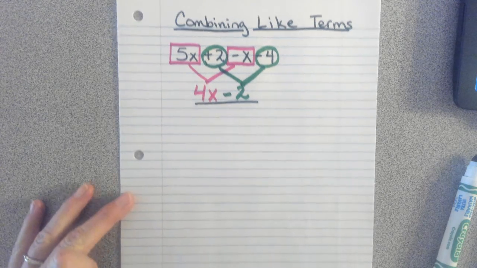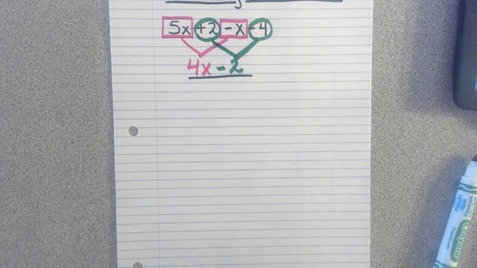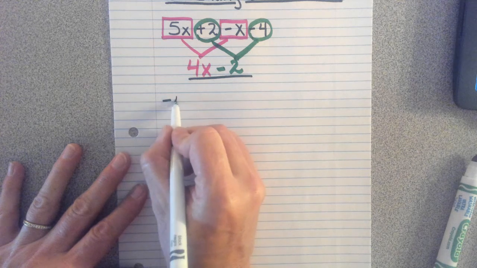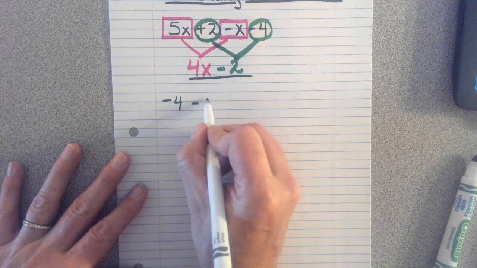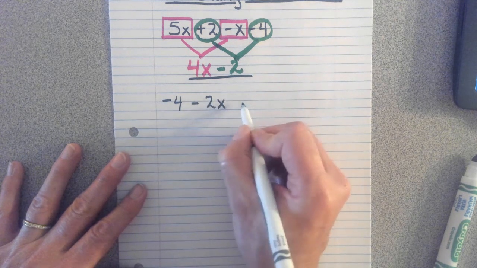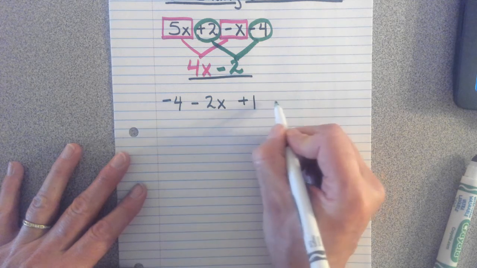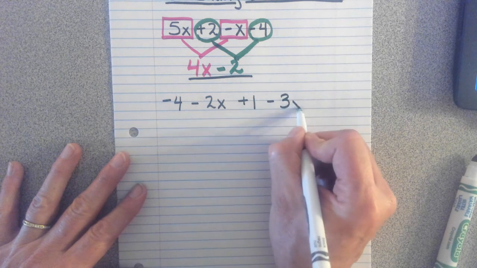Let's do another example. Again with your black marker. Move that up a little. We are going to do minus 4 minus 2x plus 1 minus 3x.